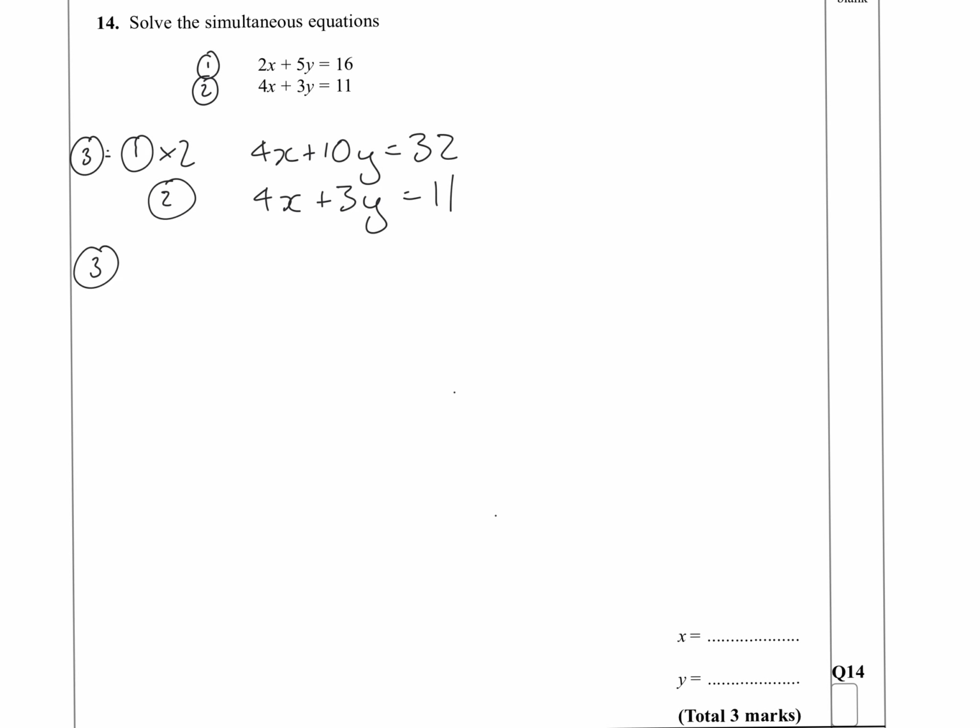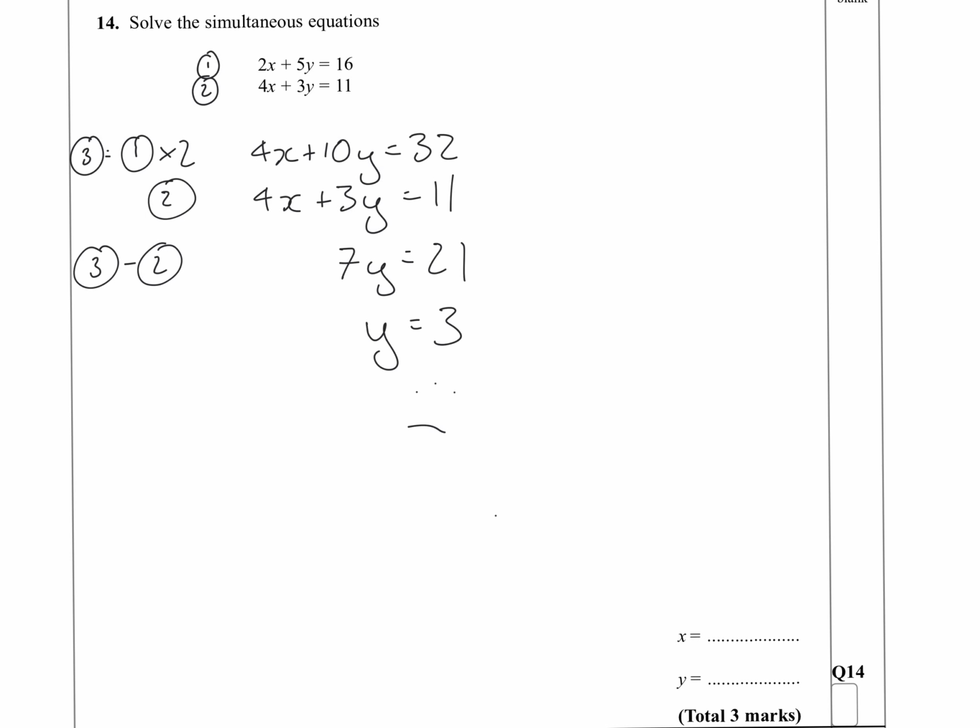I'm going to do 3 minus 2. And that's going to give me no x's, which is what I want. That's the elimination bit. That's going to give me 7y. And then 32 minus 11 is going to give me 21. And that makes me think I'm onto the right track. So divide by 7, y is 3.